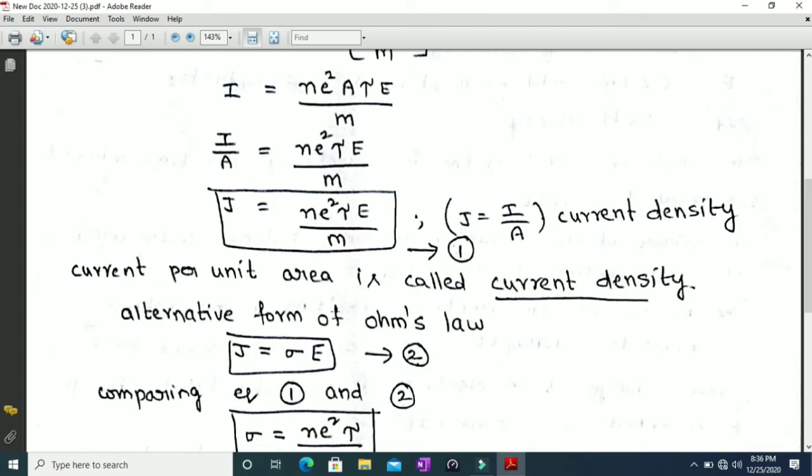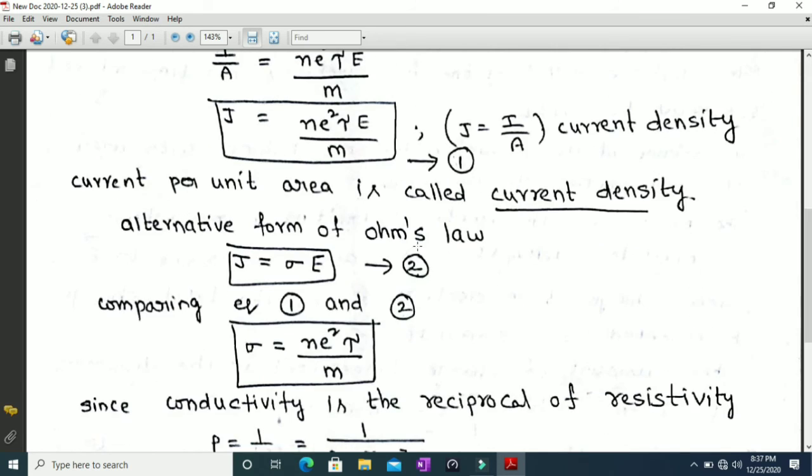Already we have discussed in the previous discussions the alternative form of Ohm's law, that is J is equal to sigma into E. Sigma is the conductivity, J is the current density, and capital E is the electric field. Let it be equation number 2.